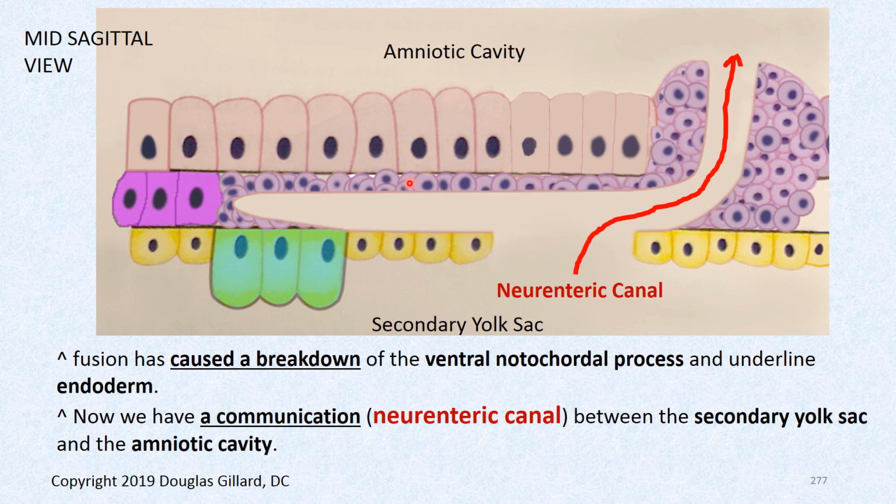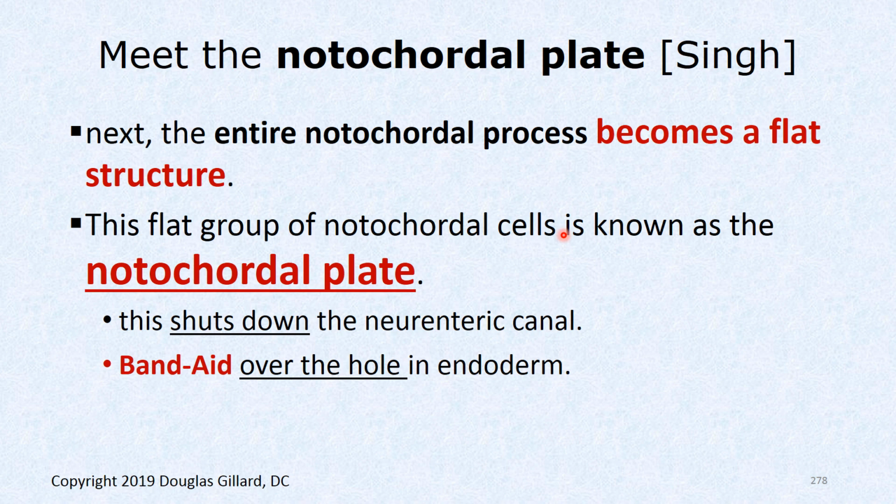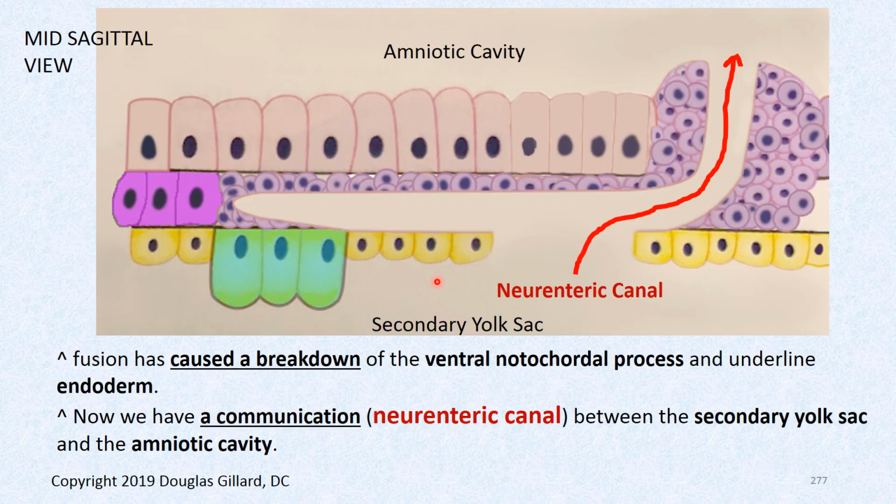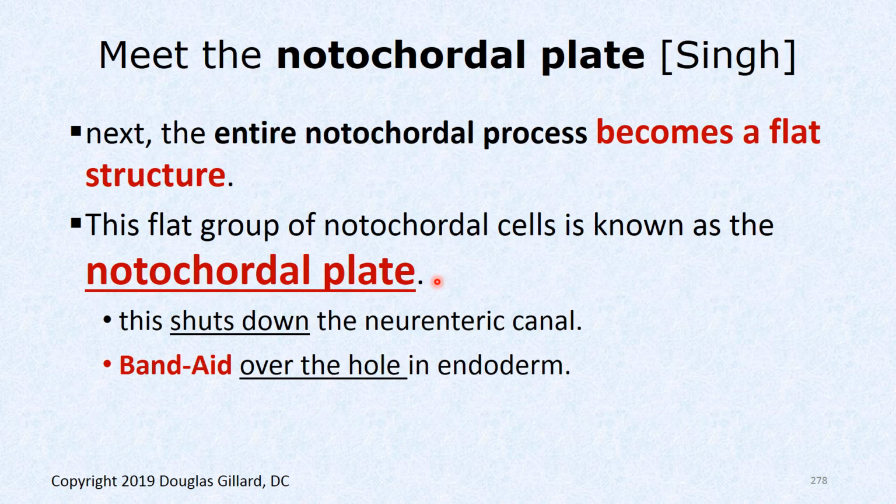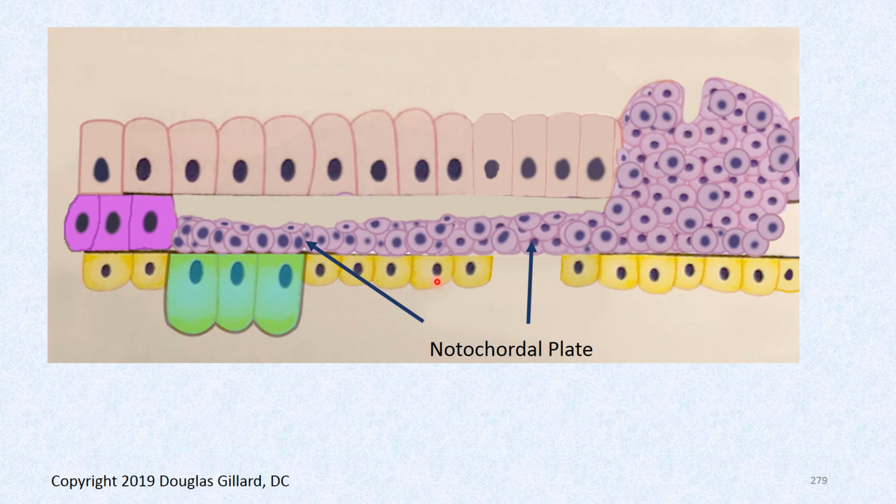So the notochord is no longer really a tube, it's going to be a flat plate, and that plate is called the notochordal plate, and that plate shuts down that canal. That Neurenteric canal is closed by the notochordal plate. It's like a band-aid over it. So here all the cells have dropped down and they've plugged the hole right here.